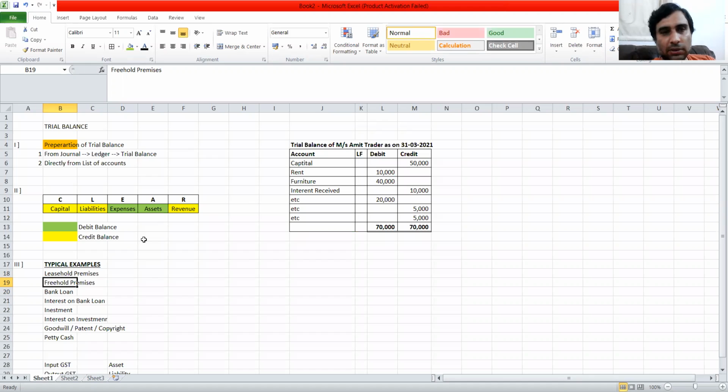Freehold actually means that you are the absolute owner, and leasehold means someone else is the owner and they have given it to you on a long lease. A long lease is a minimum of 79 years or more. It could be 99 years, 999 years. So in both cases, this is a property belonging to your business. You have a right to use it. So they are both assets.